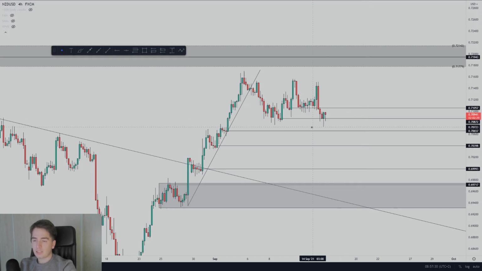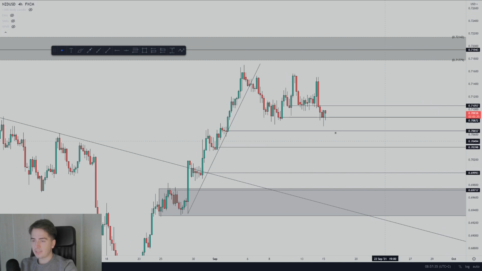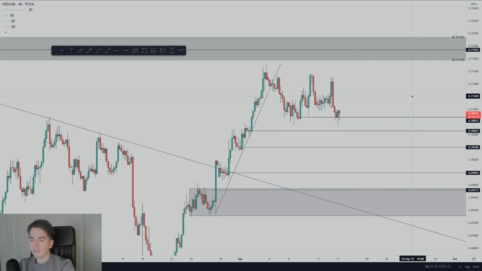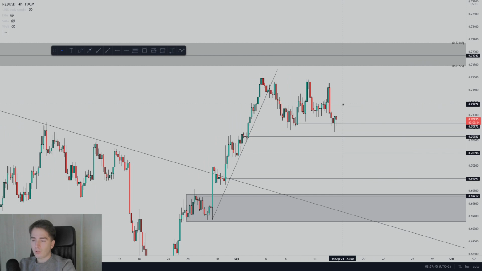And Kiwi dollar has found support at my line down below over here, 0.70872. Had this line drawn on yesterday. You can check my YouTube video of yesterday. So it is acting as support for now. Can delete this line for now. And yeah, looking for a push up higher now. So let's see what happens.